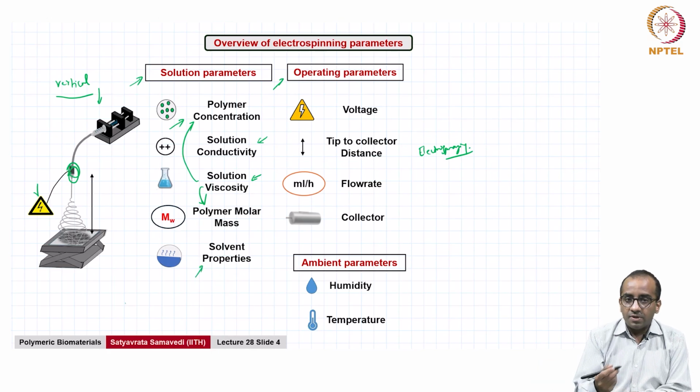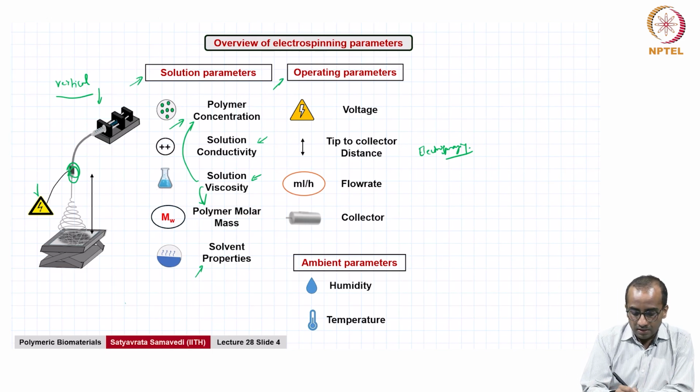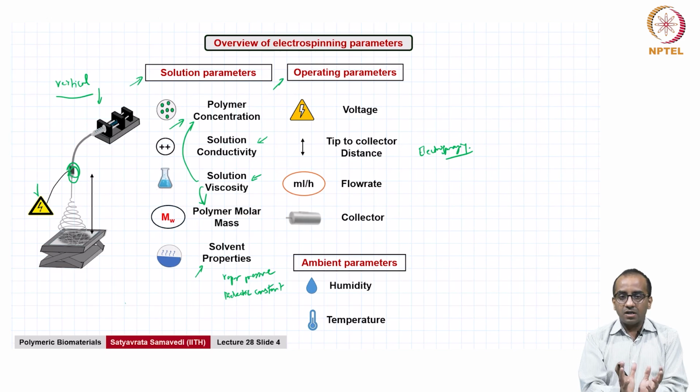Solvent properties also play a very important role. Two very important properties of the solvent that play a very important role are the vapor pressure as well as the dielectric constant. Right? So, solvent property is just an umbrella term for a large number of properties you can look at. Of course, we are not even talking about the solvent's ability to dissolve the polymer, which comes from something like a Hansen kind of an analysis, right.